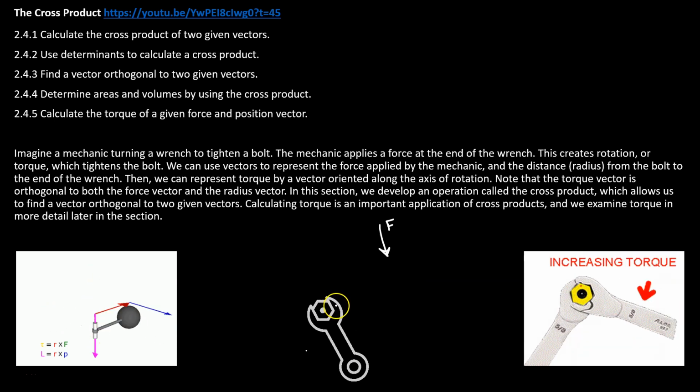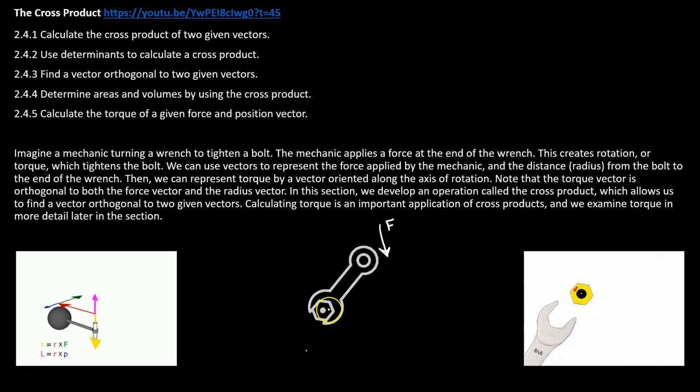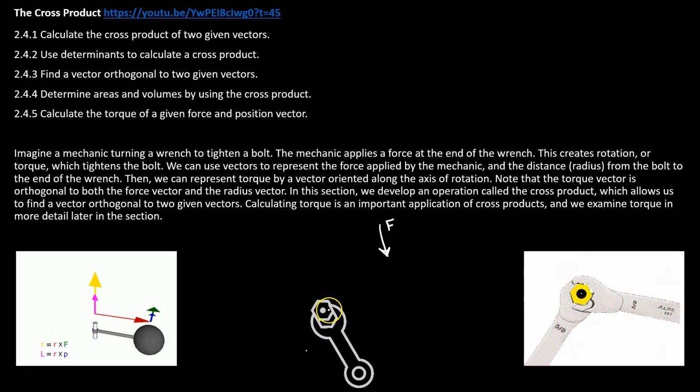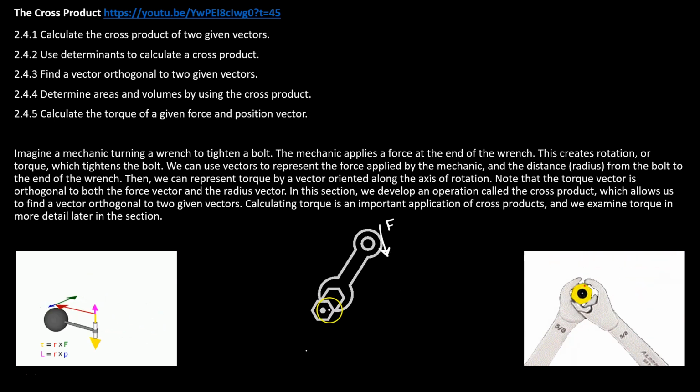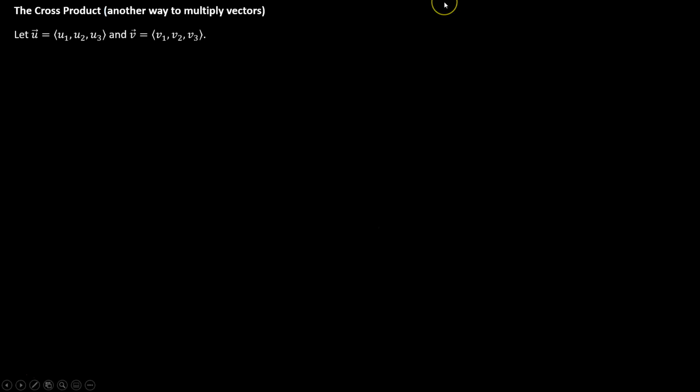Hopefully you watched some of the supplemental videos that I posted so that you can have more illustrations for how torque is involved in the cross product. But even if you haven't, we're going to get started by looking at some of the mathematics behind the calculations. We're going to start off right away talking about how to calculate the cross product. I've said this before, it's a way to multiply two vectors. And so that's what we're going to do, is start off with two vectors.